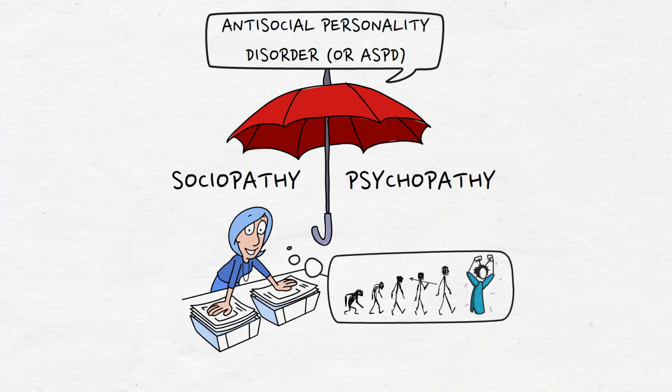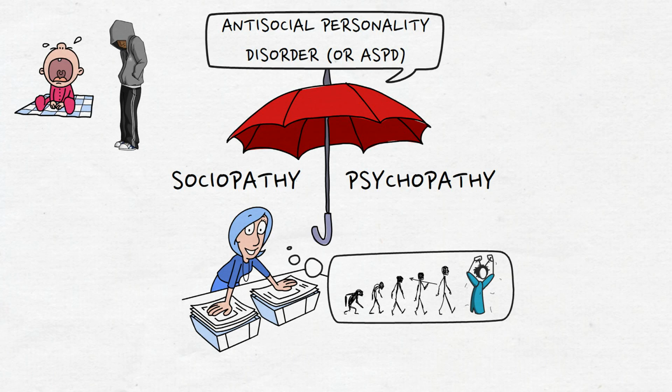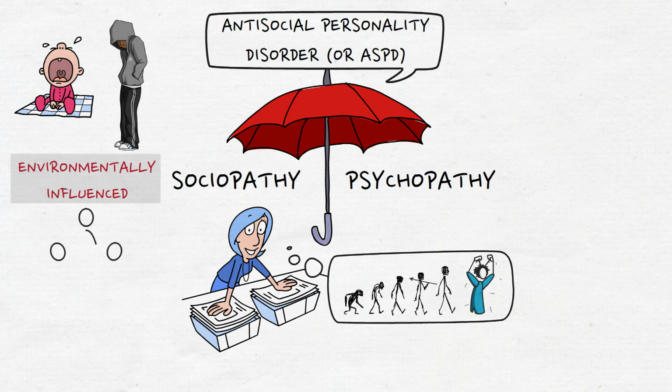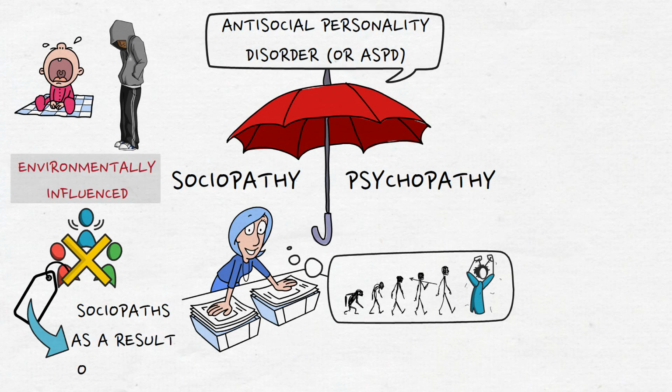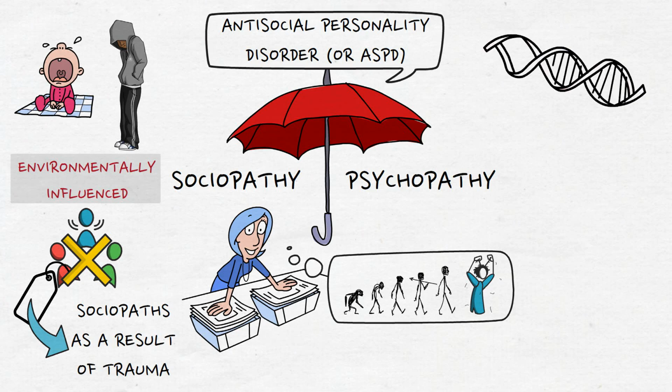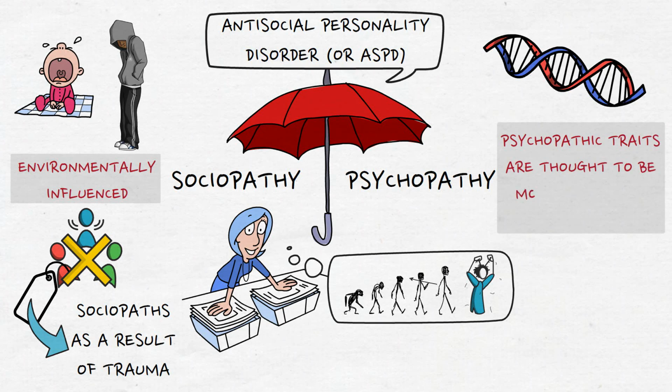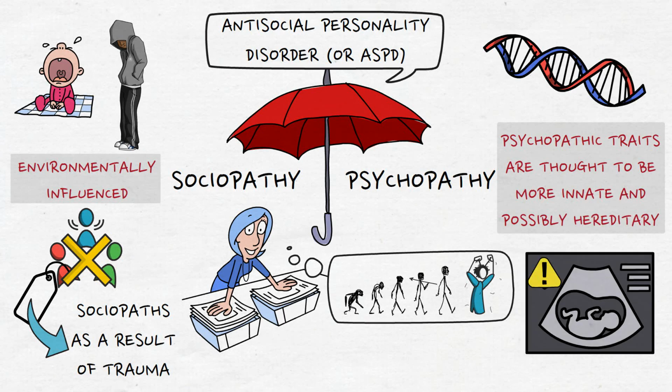With roots in adverse childhood experiences or a turbulent upbringing, sociopathy is often thought to be more environmentally influenced. Antisocial behaviors may be a manifestation of trauma in those who have been labeled as sociopaths. On the other hand, a stronger genetic component is thought to be present in psychopathy. Psychopathic traits are thought to be more innate and possibly hereditary when certain genetic predispositions are present.